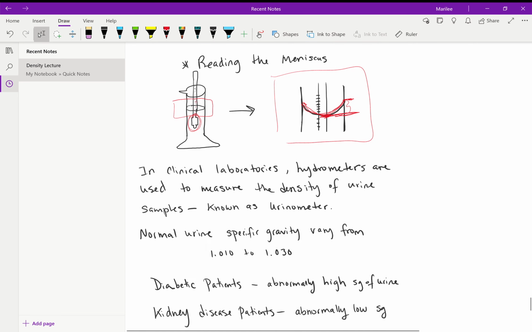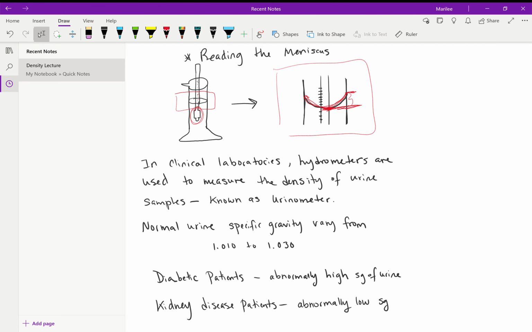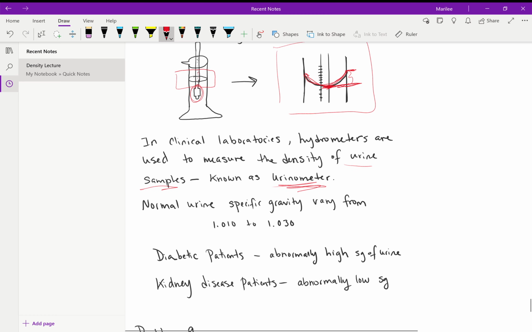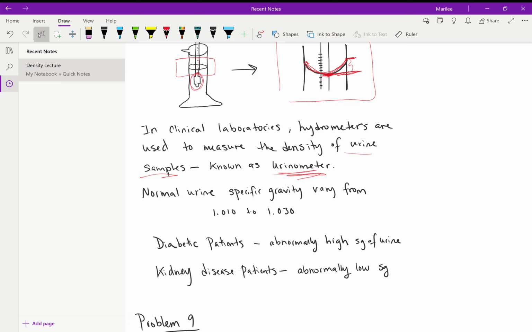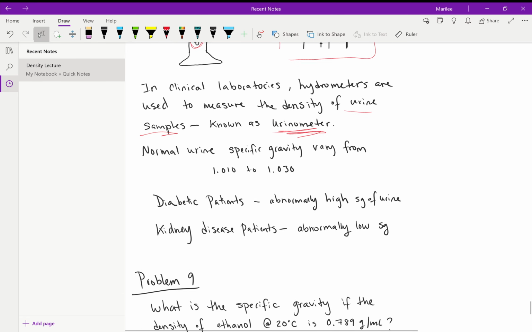In clinical laboratories, hydrometers are used to measure the density of urine samples. This is known as a urinometer. It's pretty much a hydrometer, but just for urine samples. So what is this used for? If you use this urinometer for a normal urine sample, your meniscus reading should be anywhere from 1.010 to 1.030. This is a normal reading. Let's say you have a diabetic patient. This meniscus reading would be abnormally high. Or let's say you have a kidney disease patient, their meniscus reading of their urine sample would be abnormally low. So keep in mind, this is a normal range for the nurses out there.